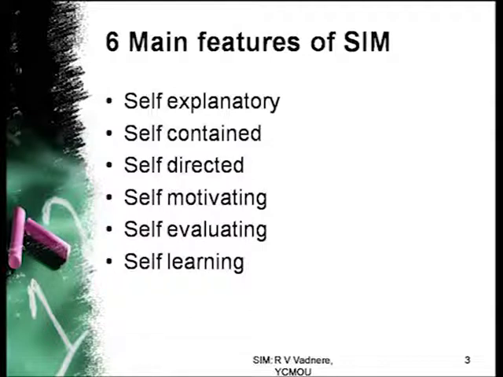It must be self-explanatory, that means all the explanation which you require from a teacher must be there in the self-instructional material book. It should be self-contained, that means you do not need anything else apart from the book given to you in order to learn the material successfully. We do not want the student to go to the library and refer to other books. It must be self-directed, that means the flow of the learning, the direction, must be there in the book itself.